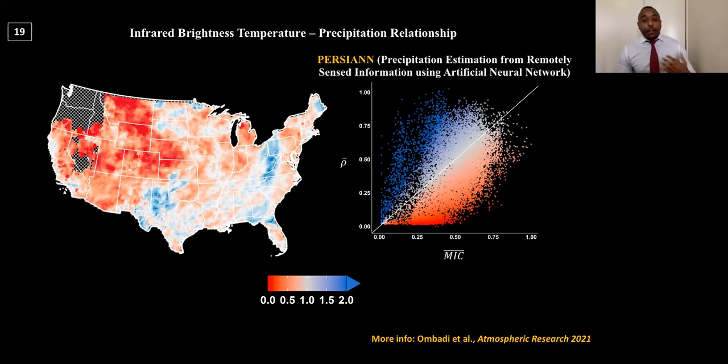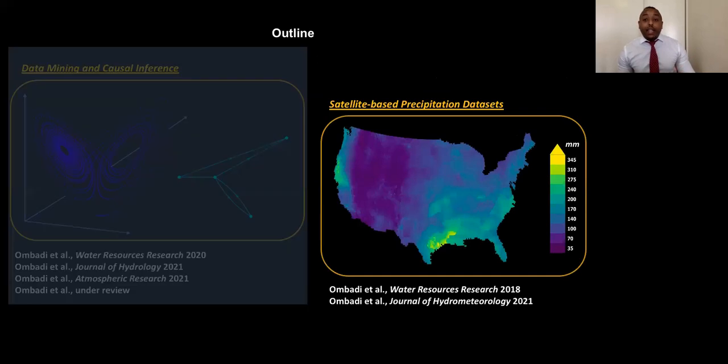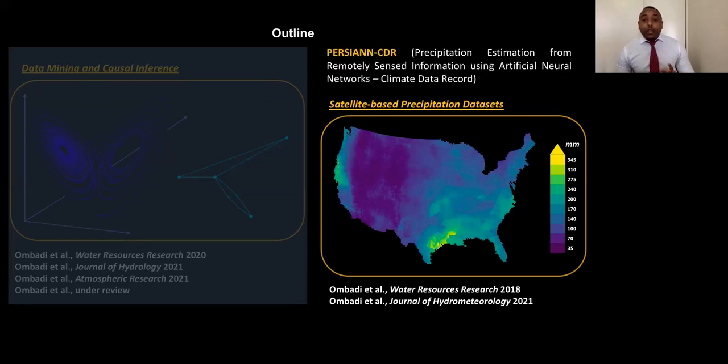So with this note, I'm going to switch gears here to the second part of the presentation, in which I'm going to show you two studies that use satellite-based precipitation datasets in hydroclimatic studies. And the particular dataset that is used here is PERSIANN-CDR. So PERSIANN-CDR stands for Precipitation Estimation from Remotely Sensed Information using Artificial Neural Networks Climate Data Record. And this is a satellite-based precipitation dataset that is produced by our research group here at UC Irvine. And it provides daily rainfall observations at a near global coverage starting from the year 1983.